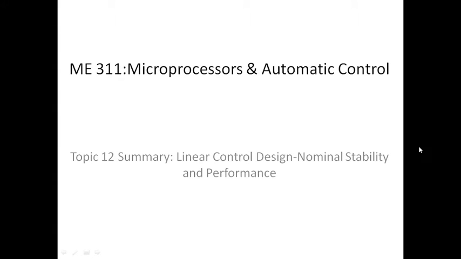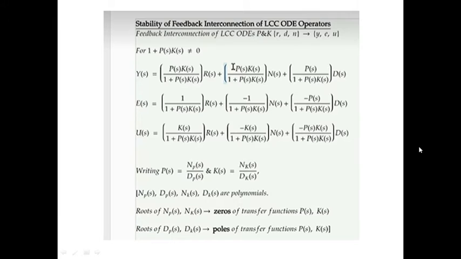Okay, we'll revise the first aspect of control design, that is nominal stability and performance. So we had seen 9 maps, and we had seen the conditions for stability of all the 9 maps. So it boiled down to making sure that 3 of the maps, that is PK by 1 plus PK, P by 1 plus PK, and K by 1 plus PK, are stable.